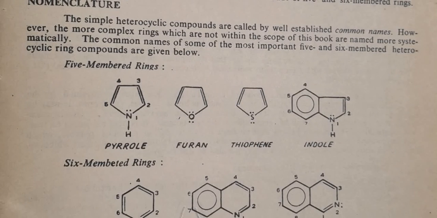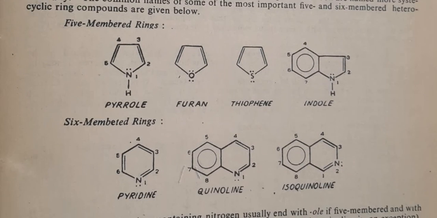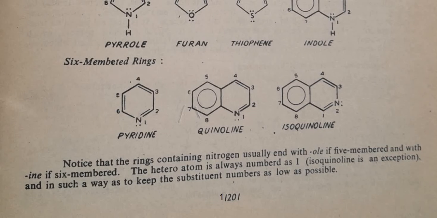For example, you can see here. This is the cyclic system and carbon is replaced by nitrogen. Then it becomes pyrrole. Oxygen in place of carbon, then it is called furan. In place of carbon, sulfur is there, then it is known as thiophene. And then fused, this is the indole. Now six-member ring, you can see pyridine, quinoline and isoquinoline.